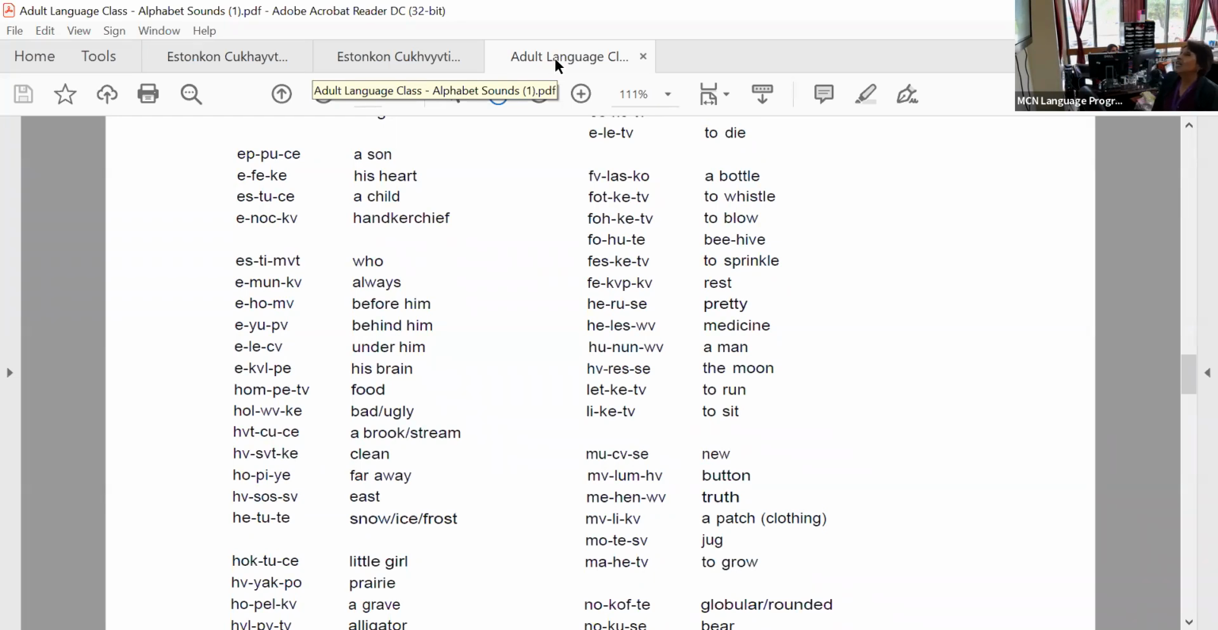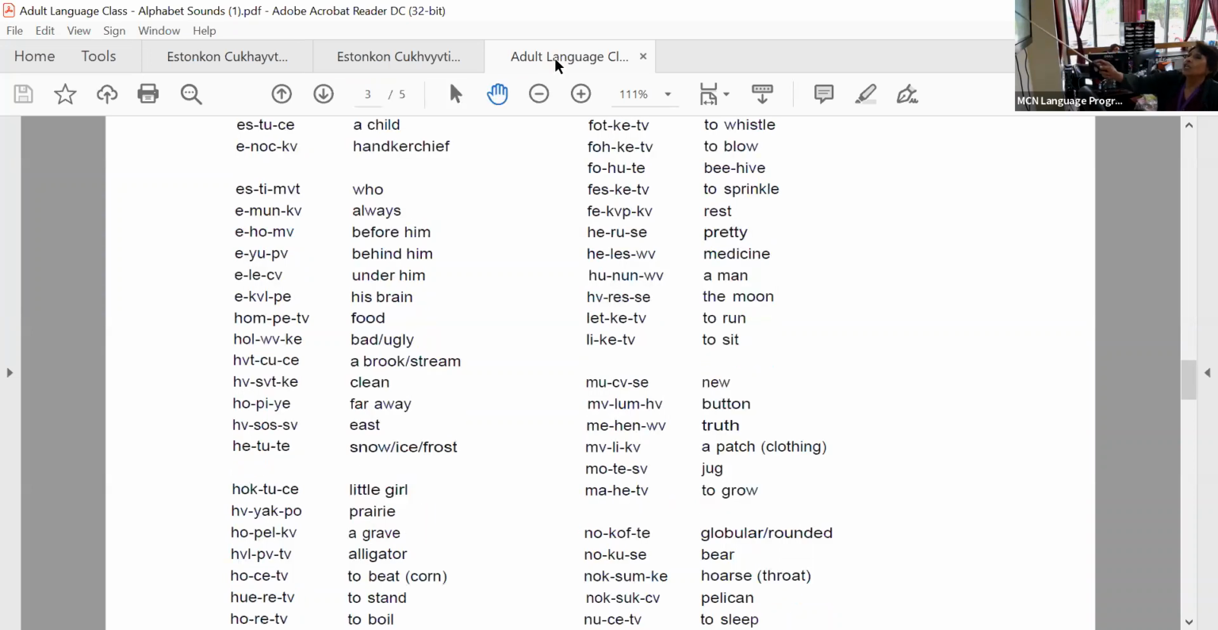Hasatki, clean. Hobeyi, far away. Hasosa. Hear that? Here's that double consonant again, so you got to do both. Hasosa. Hidudi. Hokjoji.